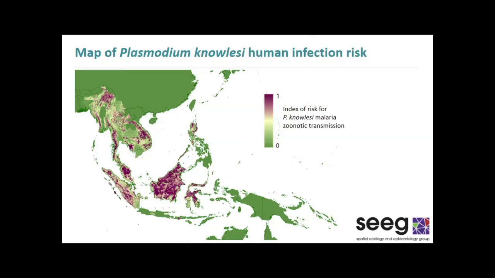So this is the final output. It shows an index of risk of Plasmodium knowlesi malaria transmission from the known reservoir and vector species. Areas in green are low risk or zero risk of transmission, through to high predicted risk in purple. Areas outside the range of the known reservoir and vector species are all green because the transmission risk would be zero in those locations.